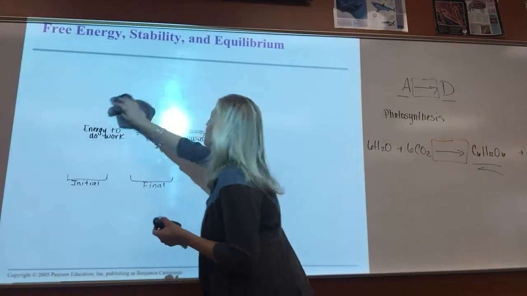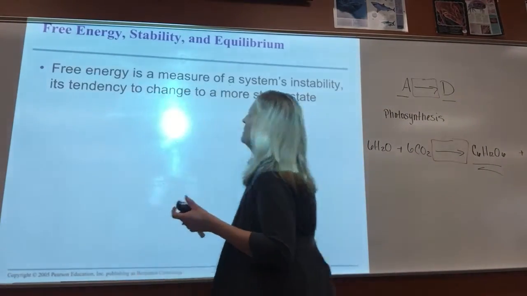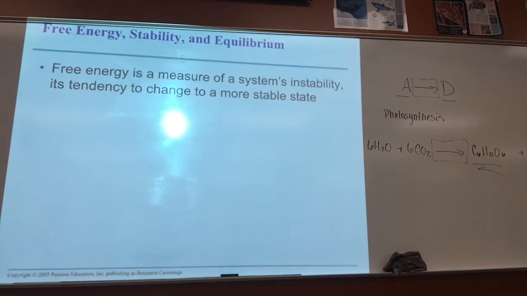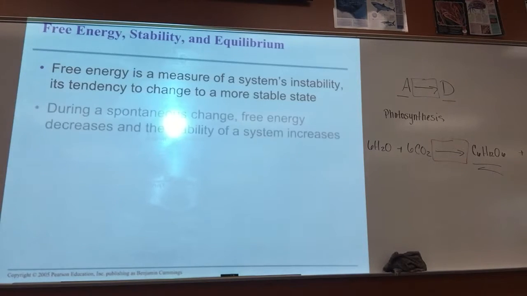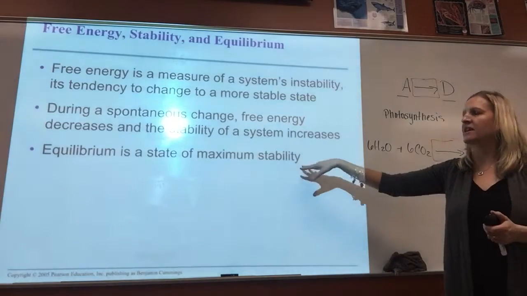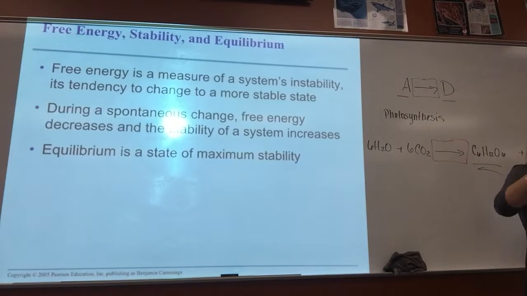So let's look at this free energy. It's the energy available to do work, but it's also a measure of a system's instability, its tendency to change to a more stable state. Chemical reactions occur because molecules will go to a more stable state. So during a spontaneous change, free energy decreases and the stability increases. We're going to go through an example of this in just a second. And equilibrium is a state of maximum stability. So if you reach equilibrium, it's the maximum stability.